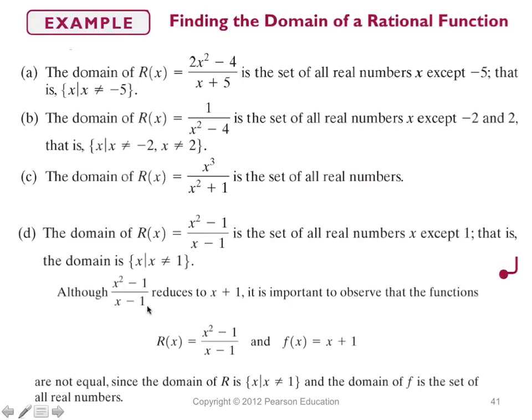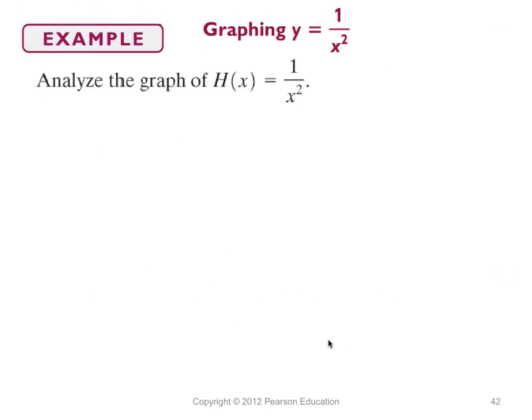And that's what's kind of mentioned down here. Although this reduces to x plus 1, it's important to observe that this function and this function right here, although this one is a polynomial and this one is not, they're not actually equal because the domains are slightly different, okay? So this one looks like it could be a polynomial because it cancels and changes into this, but the domains are slightly different from one another.